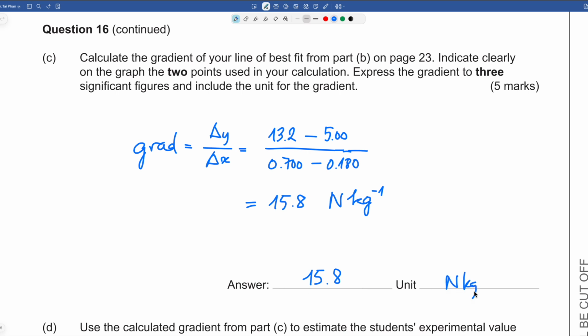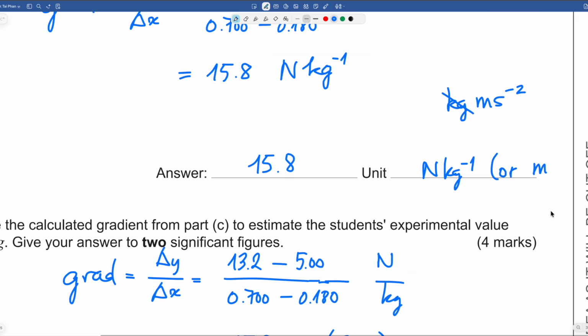Newton per kilogram. You can also convert the Newton into the SI units, which are kilogram for mass, meter per second square for acceleration, F equals ma, Newton's second law. So when you multiply kilogram with per kilogram, no more kilogram, so the equivalent unit is meter per second square, which is the unit of acceleration.